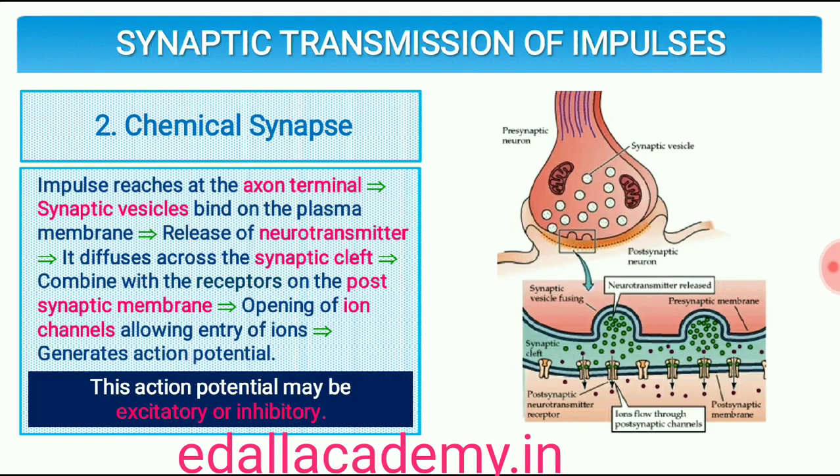When an impulse, action potential, arrives at the axon terminal, it stimulates the movement of the synaptic vesicles towards the membrane where they fuse with the plasma membrane and release their neurotransmitters in the synaptic cleft. The released neurotransmitters bind to their specific receptors, present on the postsynaptic membrane. This binding opens ion channels, allowing the entry of ions which can generate a new potential in the postsynaptic neuron. The new potential developed may be either excitatory or inhibitory.